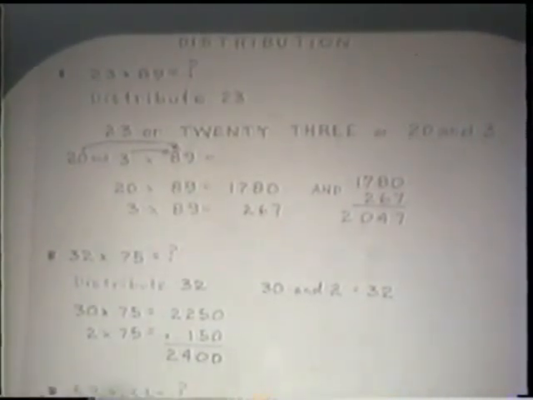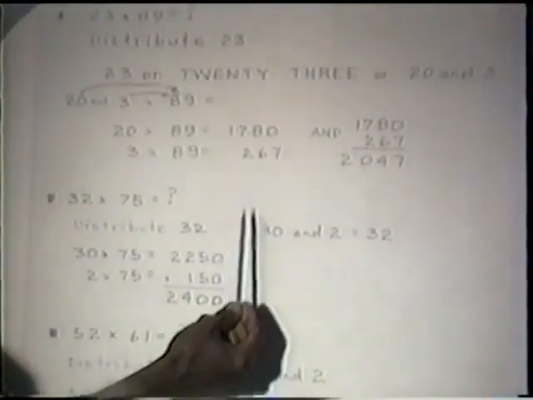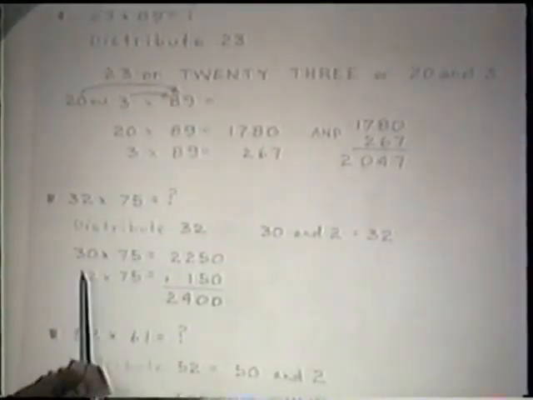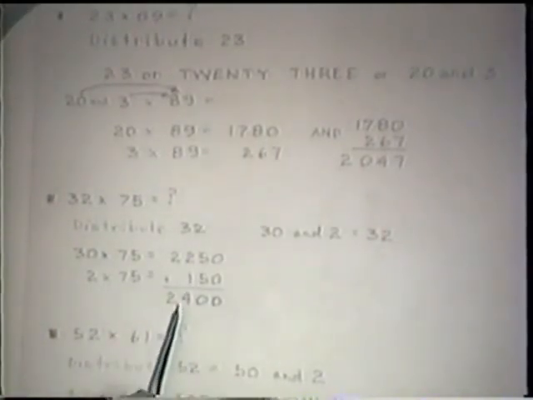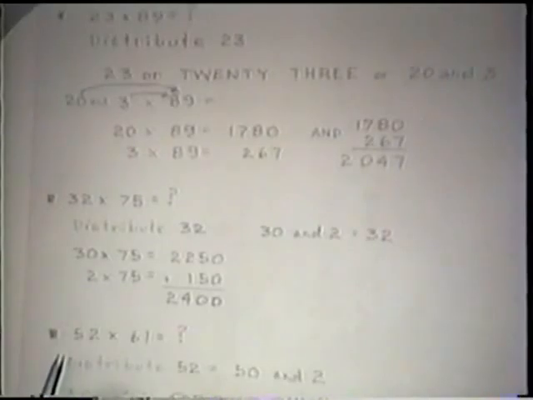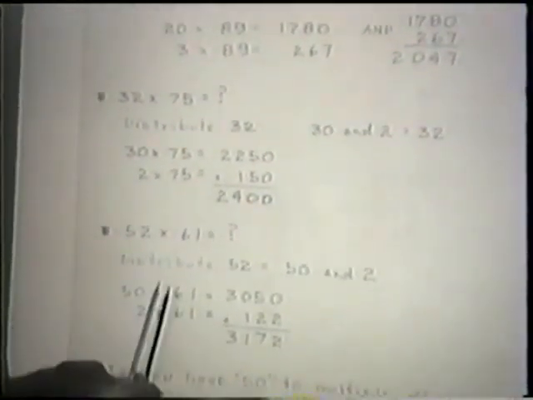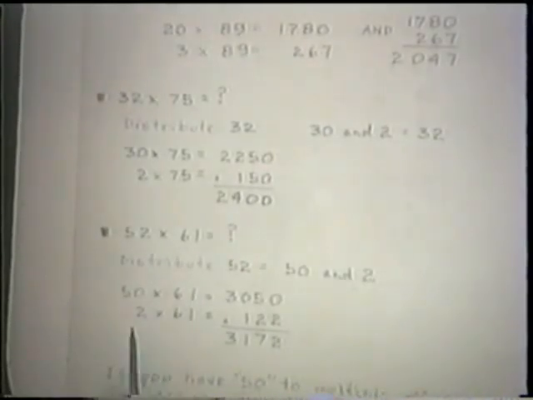Let's try 32 times 75. What is 32 times 75? We distribute this 32. As you know, it's 30 and 2. So we're going to use 30 times 75 and 2 times 75. And we're going to add them both together. And that's how we got 2,400. 52 times 61. Let's distribute the 52, which is 50 and 2. We distribute the 50 to the 61, 50 times 61 and 2 times 61. We add them together, we get 3,172.